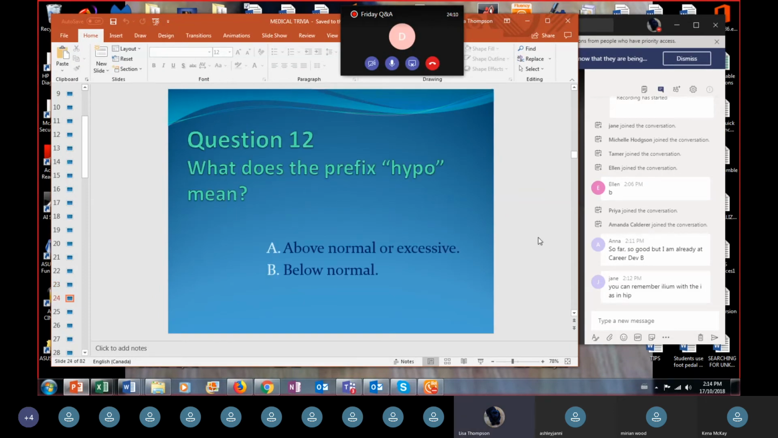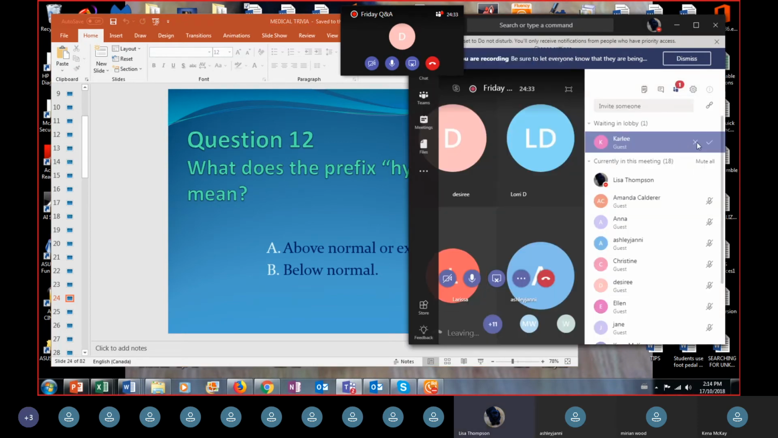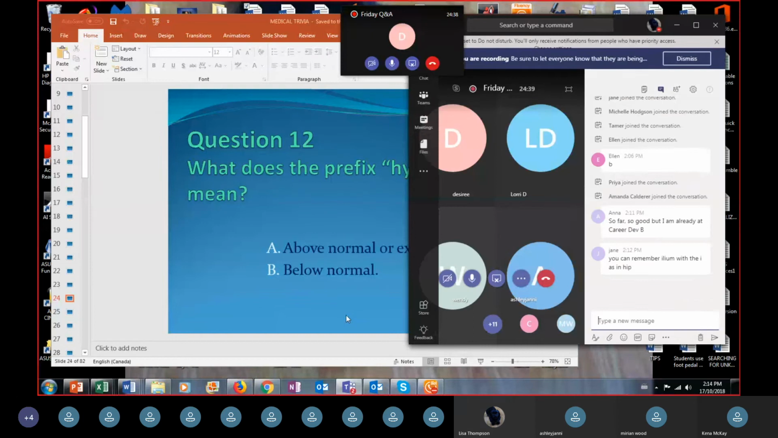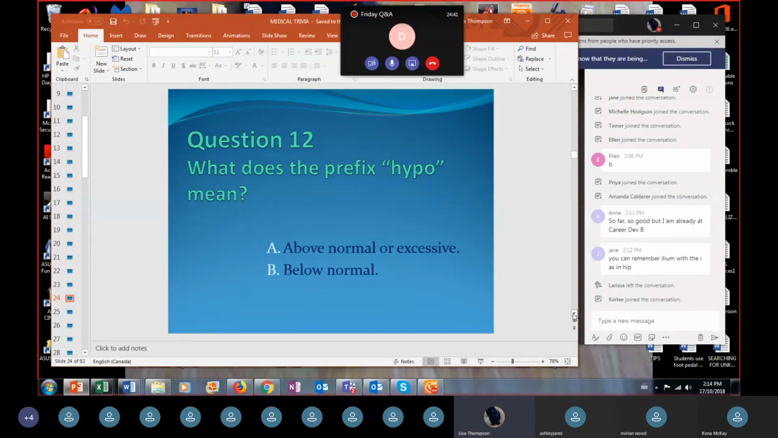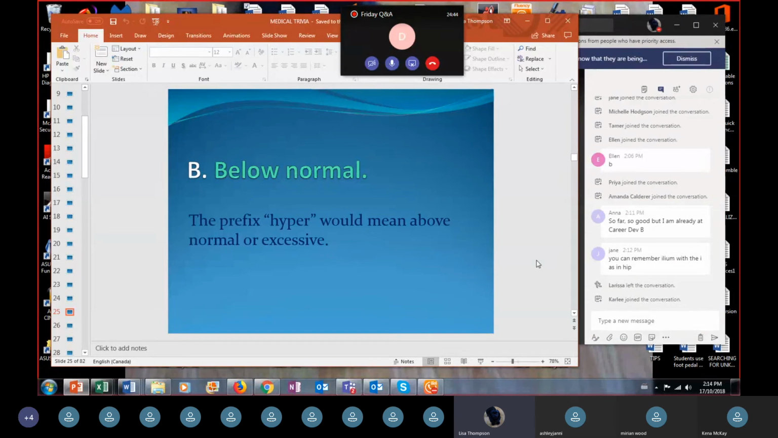Question 12. What does the prefix hypo mean? Is it A, above normal or excessive, or B, below normal? The answer is B, below normal. The prefix hyper would mean above normal or excessive.